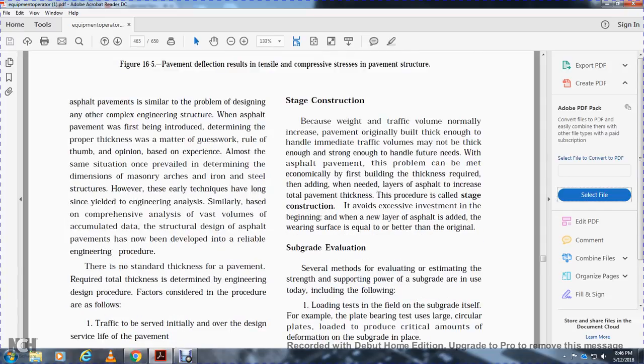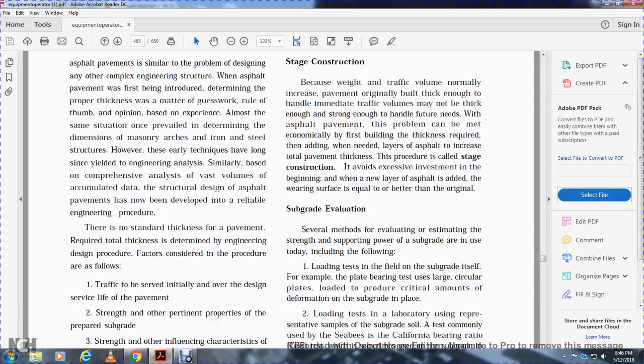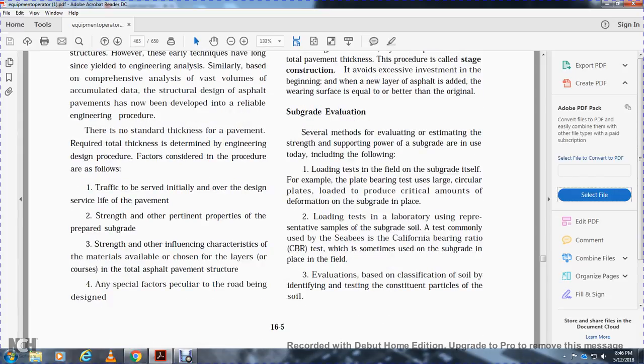Before the subgrade, consider the stages of construction. Because traffic volume normally increases, a pavement originally built thick enough to handle the immediate traffic volume may not be strong enough to handle future needs. But with asphalt pavement, the problem can be met by first building the calculated thickness required, then adding new layers of asphalt to increase the total pavement thickness. This procedure is called stage construction. It avoids extensive investment at the beginning. When a new layer of asphalt is added, the wearing surface is equal to or better than the original subgrade elevation.